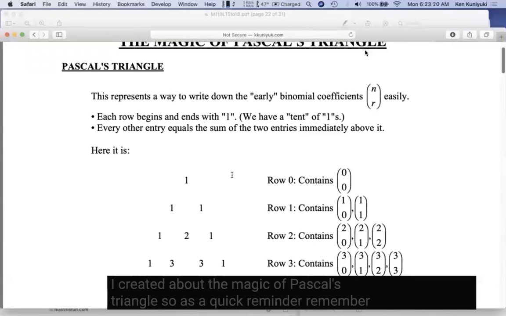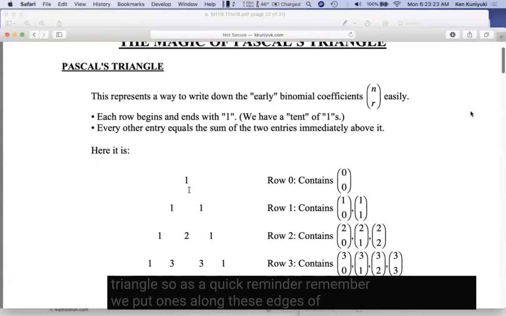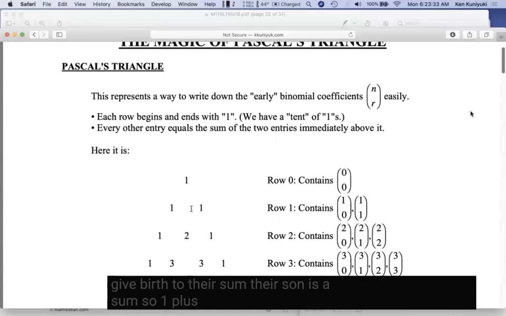So as a quick reminder, remember we put ones along these edges of this tent or pyramid here, right? And every time we get two consecutive numbers, they give birth to their sum. So 1 plus 1 is 2, 1 plus 2 is 3, 2 plus 1 is 3, and so forth. And I claimed that these numbers in Pascal's triangle were in fact these binomial coefficients, these numbers of combinations, n choose r. So for example, 3 choose 1 is 3. And that corresponds to the number of ways for a Plinko chip to hit the 3.